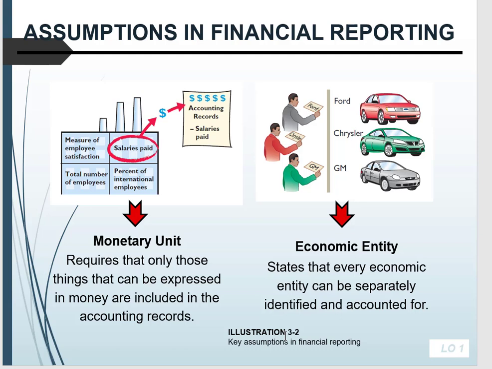Economic entity, right? We need to be able to separate these entities. Every economic entity can be separated and identified, even within a corporation. If you think about companies like General Electric, right? Obviously, they produce jet engines, they produce appliances, they have a long-term nursing home insurance division. We have to be able to account for all those different entities within the one entity.